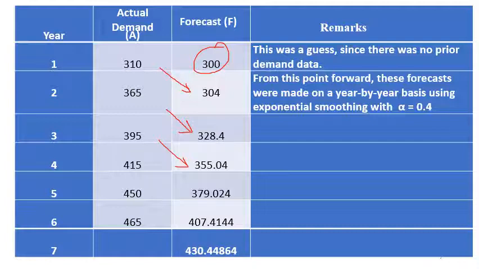415 into 0.4 plus 355 into 0.6 will give me 379. Similarly, 450 into 0.4 plus 379 into 0.6 will give me 407. Correct? And similarly, 465 into 0.4 plus 407 into 0.6 will give me 430. So the final forecast in this particular case will be 430 units.